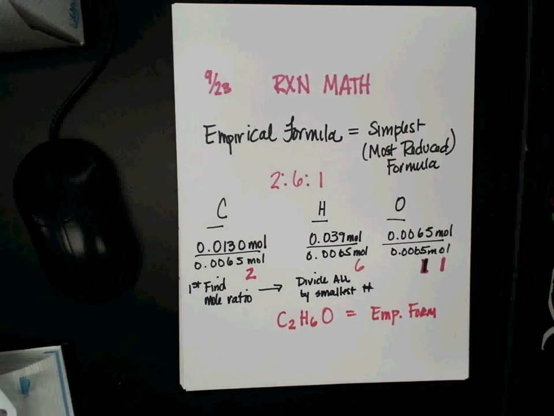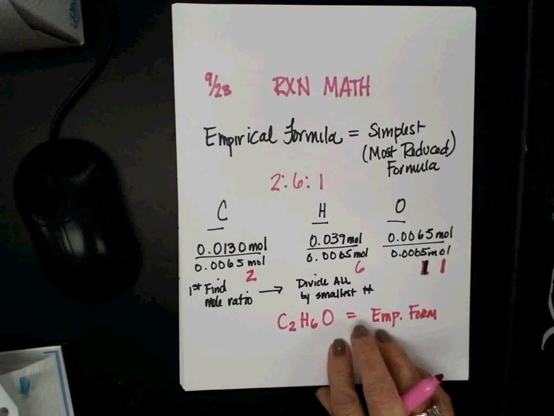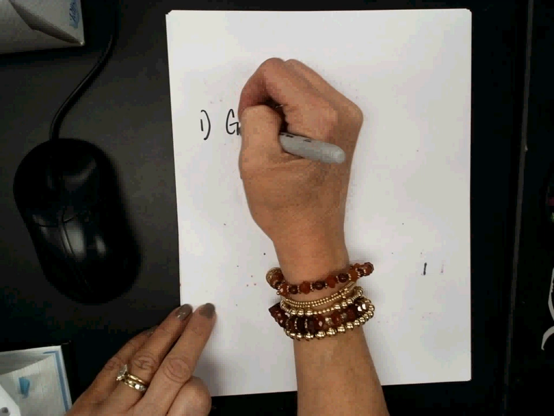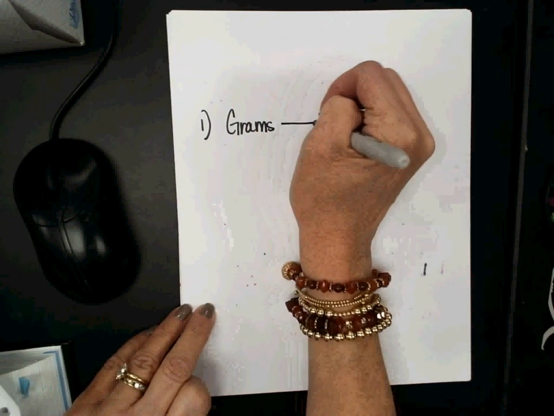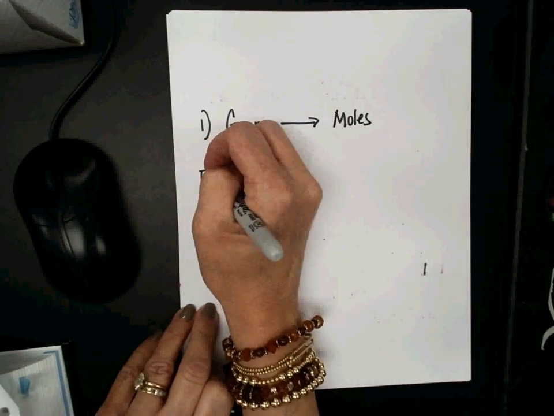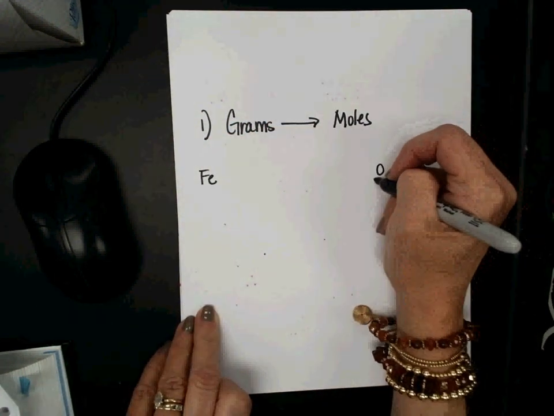Now let's look at the back of that page, the example that we have. Determine the empirical formula of a compound that contains 11.66 grams of iron and 5.01 grams of oxygen. So the first thing I'm going to have to do, step 1 in problem number 2, would be go from grams to moles. So I want you to do that, and I want to see your work for iron and oxygen.